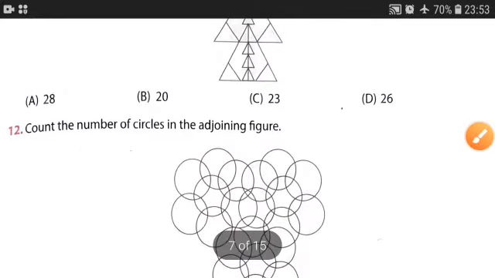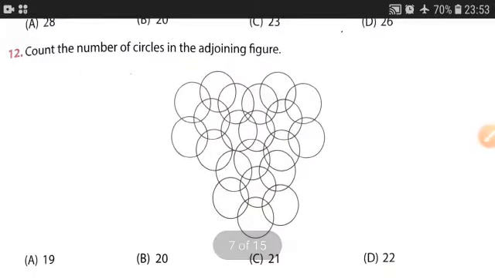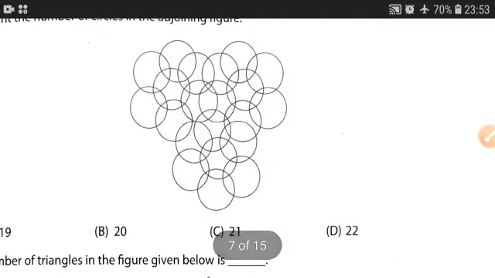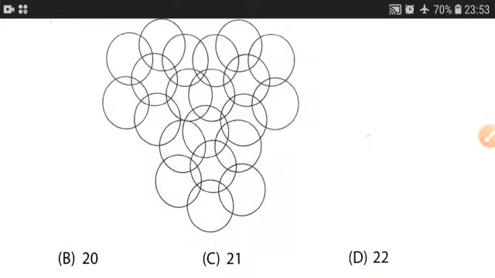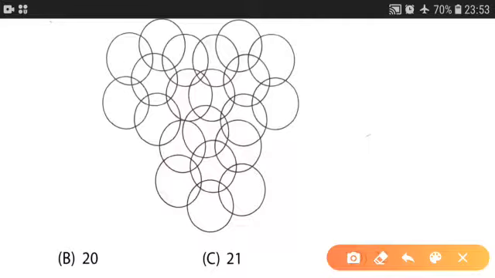Okay, now coming to the next question. Now we have to count the number of circles in the adjoining figure. So finding out the circles is very complex here, so we will use a simple trick. We will find out the centers of each and every circle, and with the help of those centers we can count the number of circles.